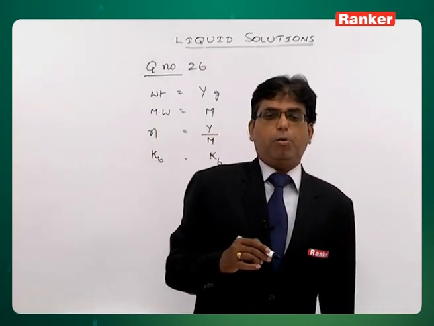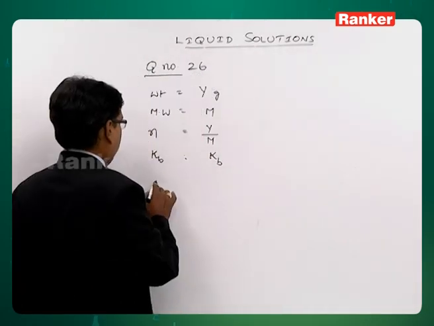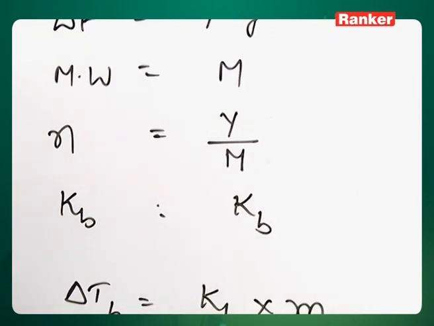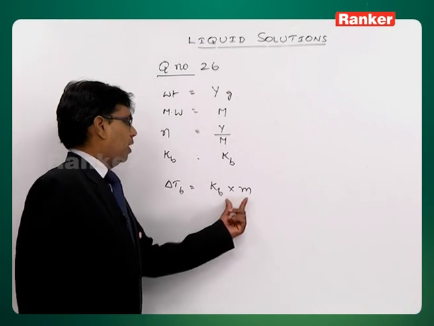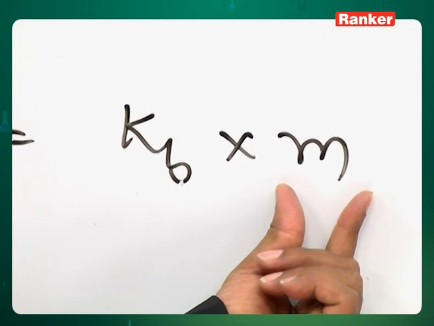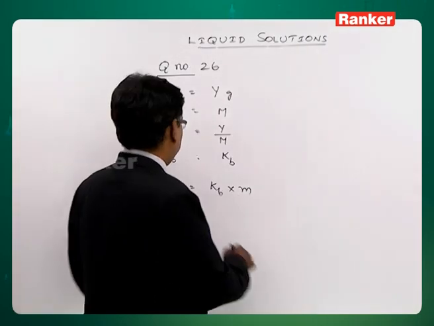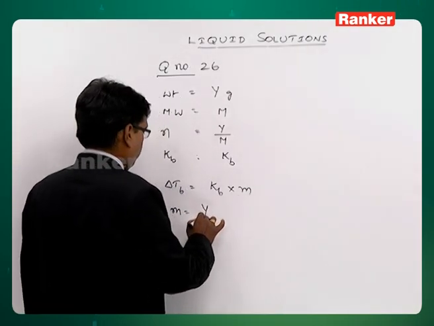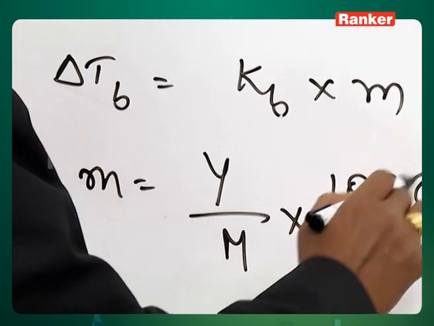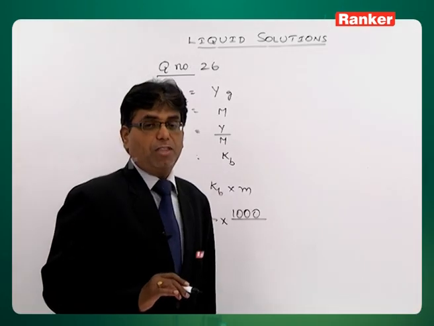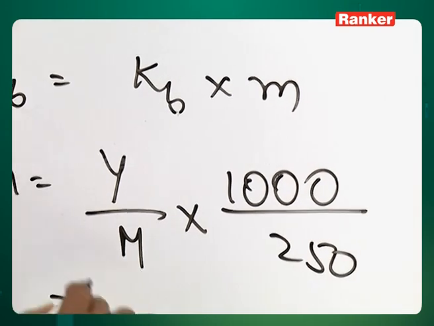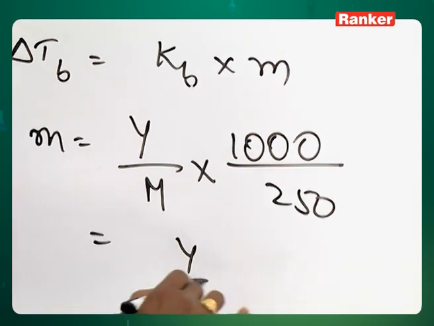Then the elevation in its boiling point is given by delta Tb is equal to Kb into molality, where Kb is the molar elevation constant of benzene and m is of course the molality. Molality is nothing but weight of solute by gram molecular weight of solute into 1000 by weight of the solvent. What is the weight of the solvent given? 250, right. So, this is equal to y by 4m.